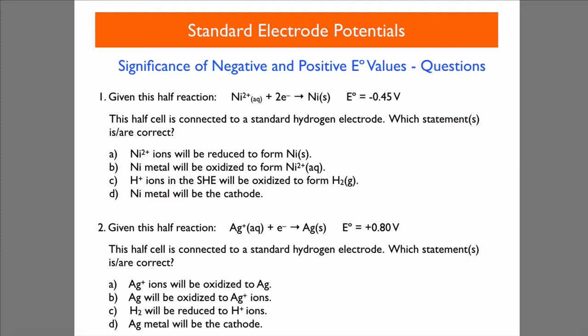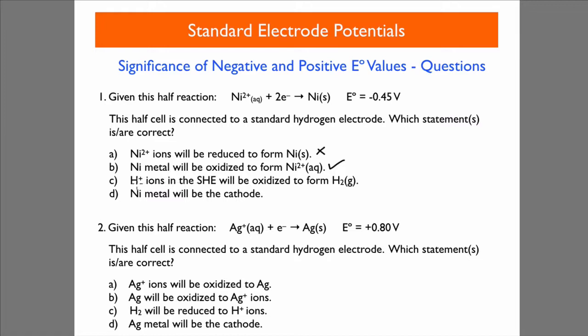Okay, let's look at a couple of questions regarding the significance of negative and positive cell potential values. Given this half reaction, nickel ion with 2 electrons giving nickel solid, it's got a negative cell potential. So if it's got a negative cell potential, we know the metal is going to be oxidized, isn't it? So A isn't going to be any good for us, because we know that the metal is going to be oxidized, so this one is correct.